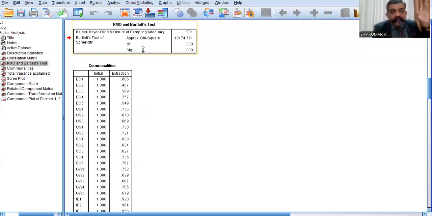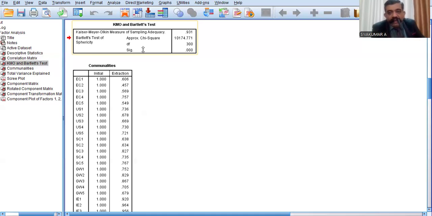Okay. Here you can see the P value, that is known as probability value. That is known as SIG value. If the SIG value is less than 0.05, the researcher can reject the null hypothesis. What is the null hypothesis here? In case of correlation, there is an identity matrix, an identity correlation matrix. That is the null hypothesis here.